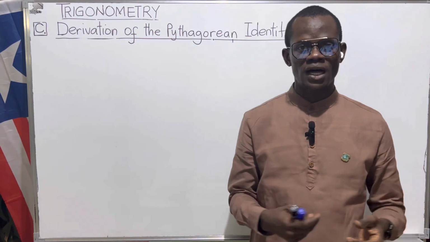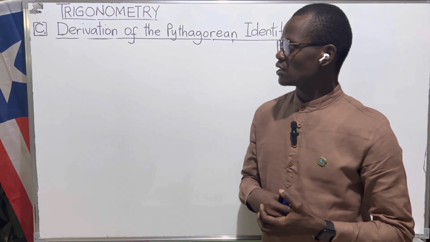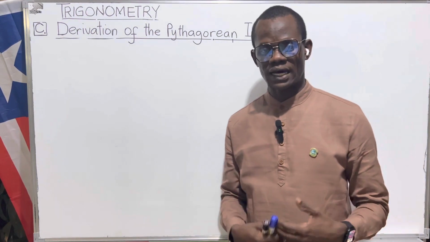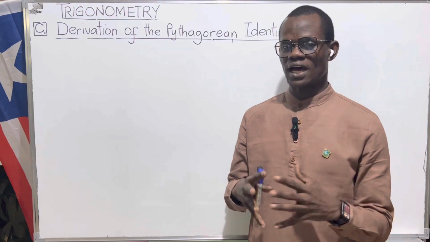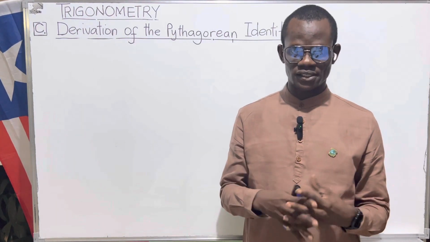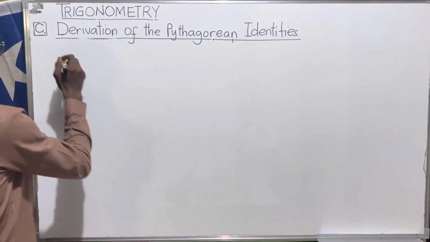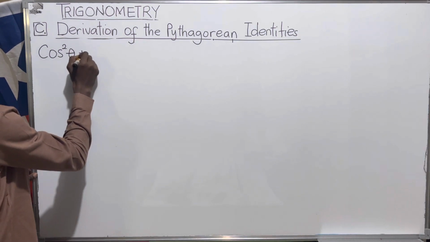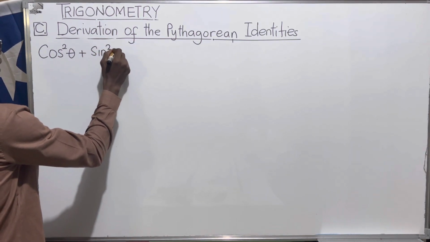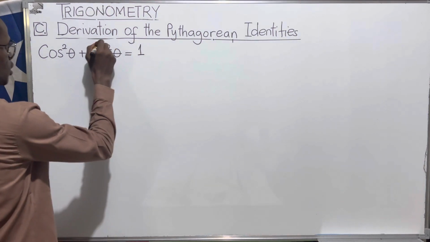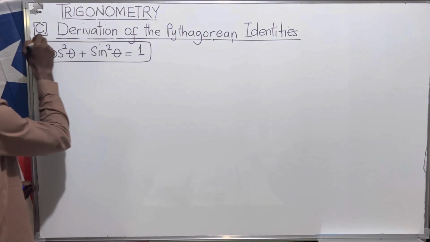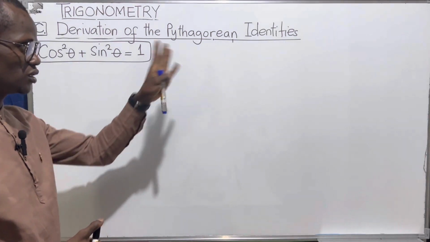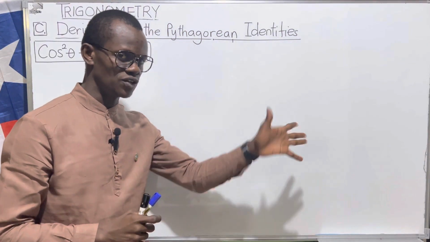So in my today's lecture, I will be discussing trigonometry, and under trigonometry, we'll be looking at the derivation of the Pythagorean identities. In the previous video, we derived the fundamental Pythagorean identity, which was cos squared theta plus sine squared theta equals 1. You can check the previous videos, we derived this identity using the red triangle.